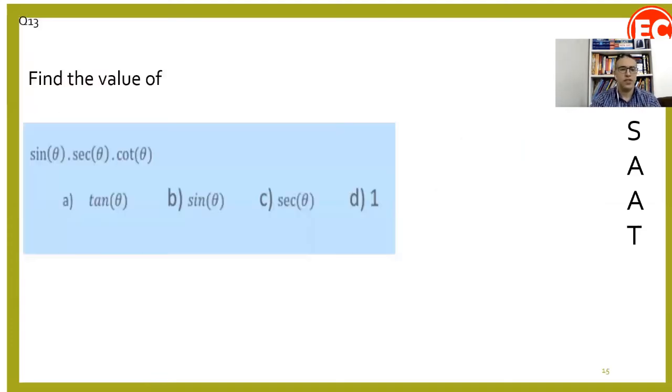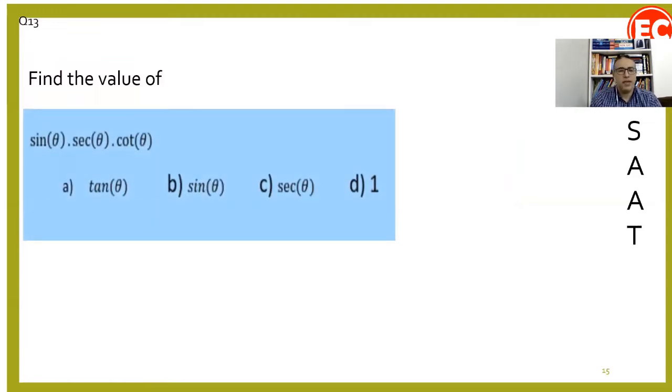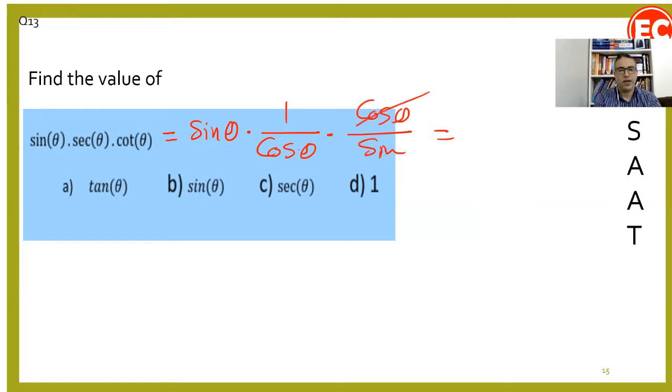Question number 13. Find the value of sine multiplied by sec multiplied by cotan. This is sine, I can't change it, but sec can be written as 1 over cosine, and cotan can be written as cosine over sine. Multiplying, I can cancel, so the answer is 1. So the right answer is 1. So this is only by using the definitions of trigonometric functions.